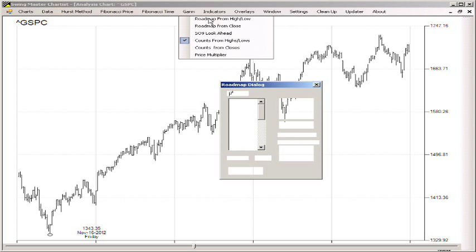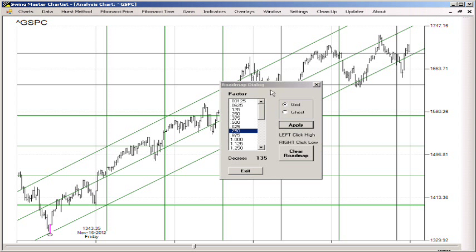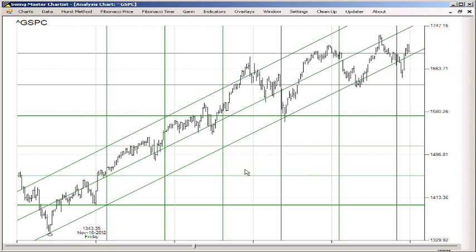And you go to the GAN, roadmap from high-lows, and there's nothing intuitive about this. You have to experiment and choose a factor, apply the factor, and you left click if you click on a high and you right click if you click on a low, so the software knows what direction to plot the roadmap in, and you can then exit out of the way.